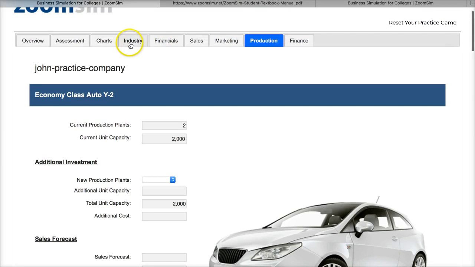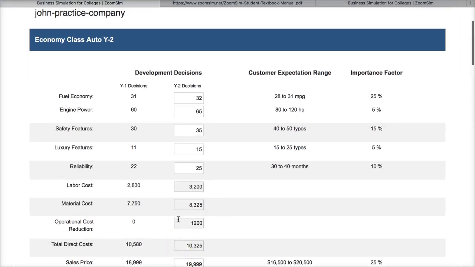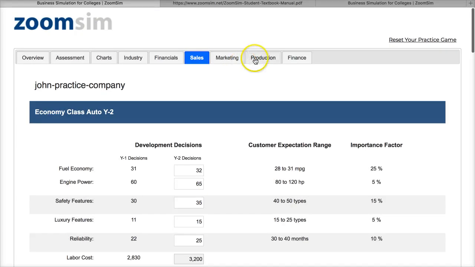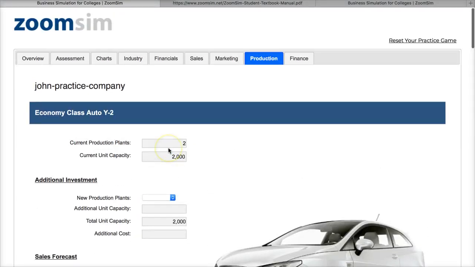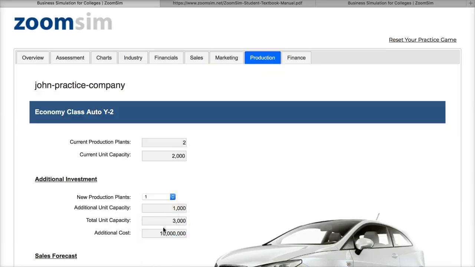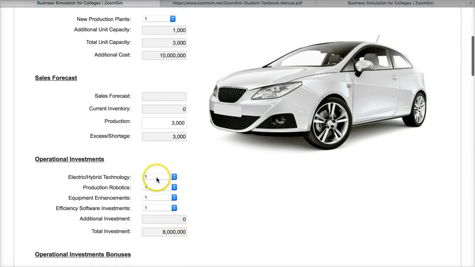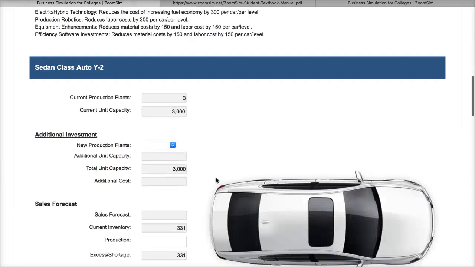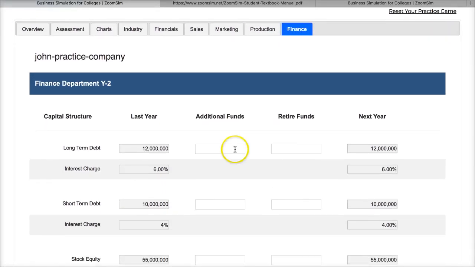for the economy, let me just go back to sales. So sales, I'm forecasting. I didn't submit it yet, but when I submit it in production, this will say that my sales forecast will be 3,000. So I'm going to need to buy another production plant to get up to 3,000, and then build production of 3,000, and then increase. Hopefully, I can increase my operational investments, and do that for all 4 cars. Get into the finance page, maybe borrow some more money or retire some debt, and then submit the round.